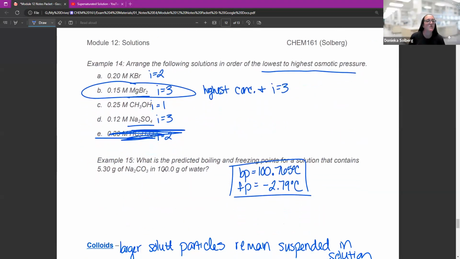Okay, so in example number 15, it says, what are the predicted boiling and freezing points for a solution that contains 5.30 grams of Na2CO3 in 100 grams of water? So this is ionic. You do need to determine the Van Hoff factor and incorporate it into your colligative properties calculation. These are the answers you should get. Your new boiling point should be 100.765, and your new freezing point should be negative 2.79. So go ahead and try your work. Don't forget about the Van Hoff factor.